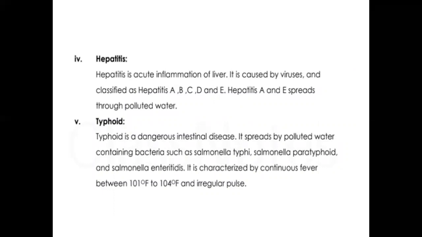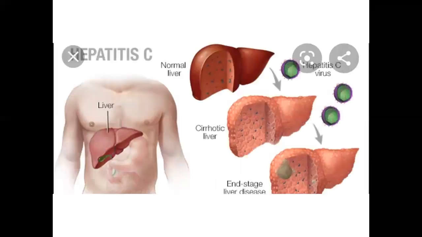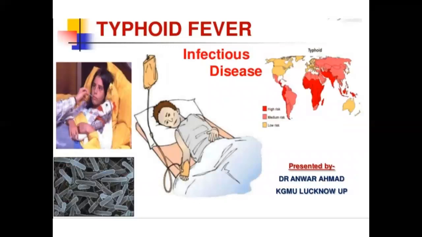Then the next one is typhoid. Typhoid is a dangerous intestinal disease. It spreads by polluted water containing bacteria such as Salmonella typhi, Salmonella paratyphi, and Salmonella enteritidis. It is characterized by continuous fever between 101 degrees Fahrenheit and 104 degrees Fahrenheit and irregular pulse rate. Hepatitis is a problem in the liver, damaging the liver. In typhoid fever, the temperature remains more than 101 to 104.